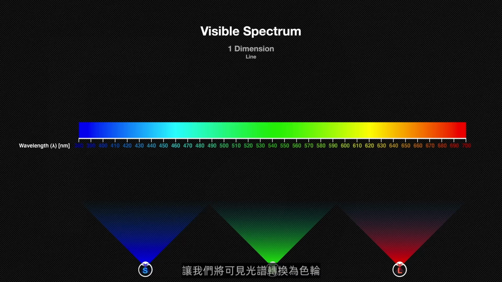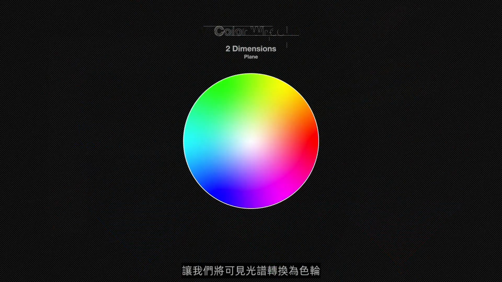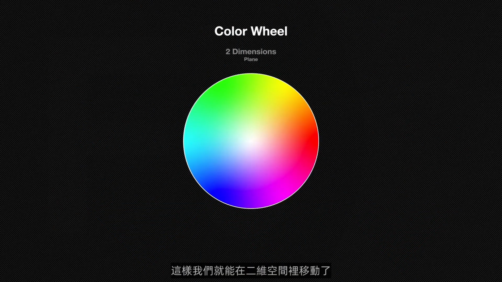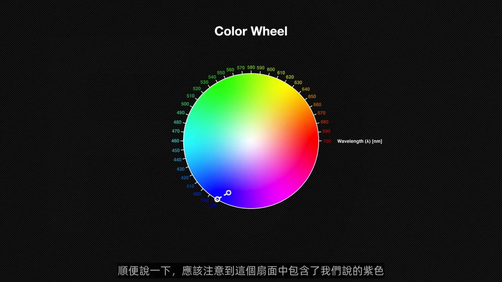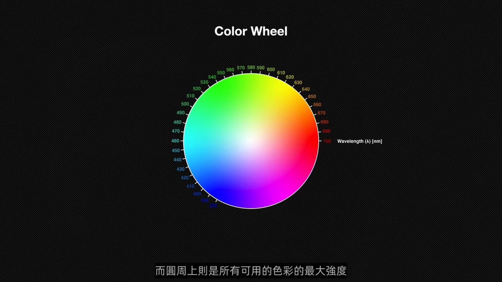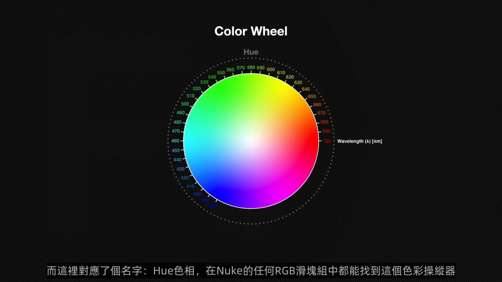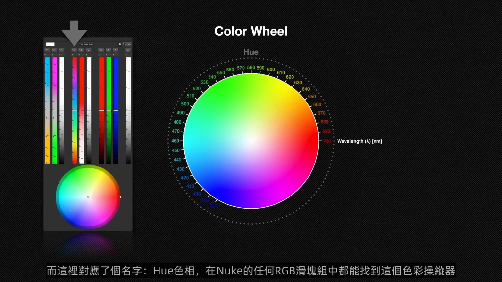Let's convert, then, the visible spectrum into a color wheel, so we can move in 2 dimensions. I'm sure you are way more familiar with this visualization of color. And by the way, notice this arc contains the purples we were talking about. What we have in the circumference are all the available colors at their maximum intensity. This has a name, hue. And you can find this color manipulator in any RGB slider set in Nuke.